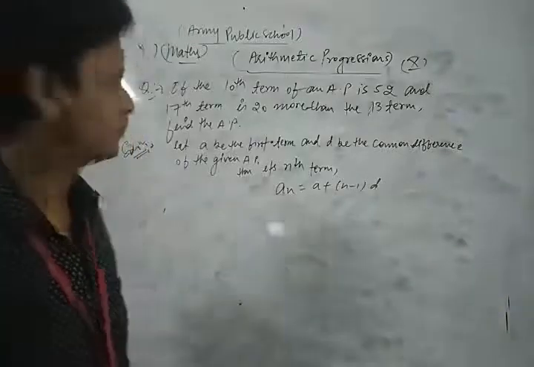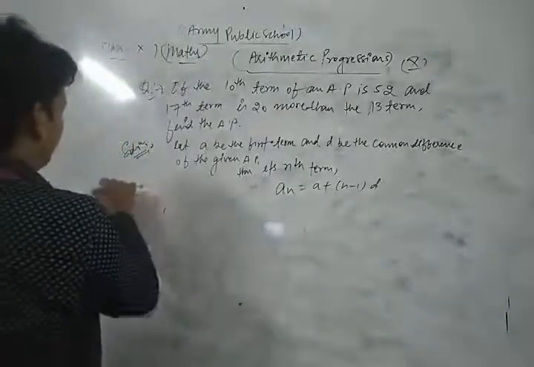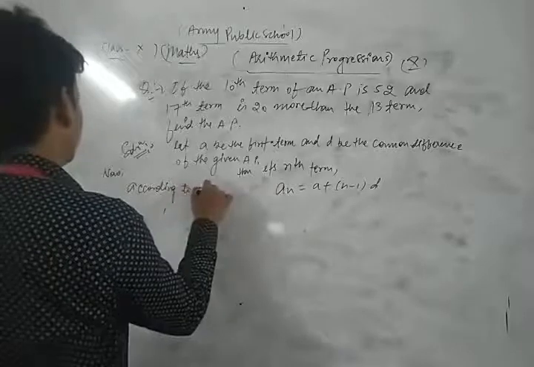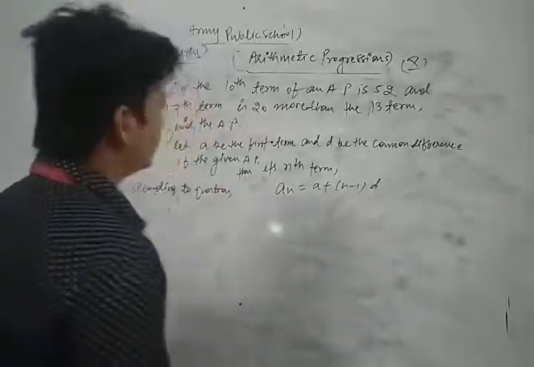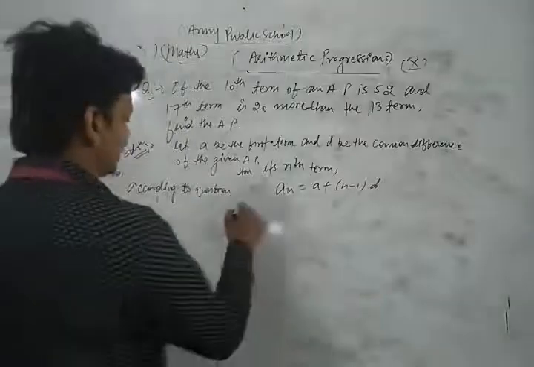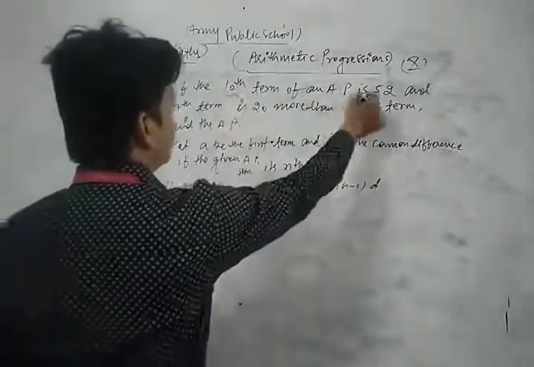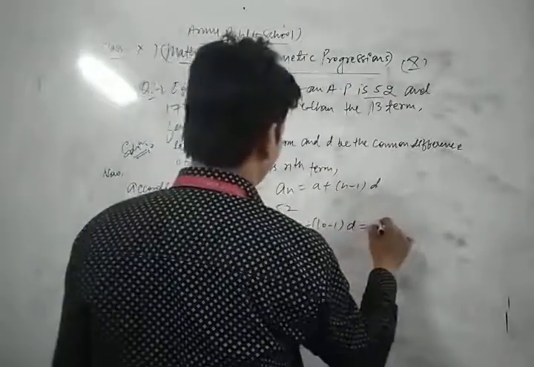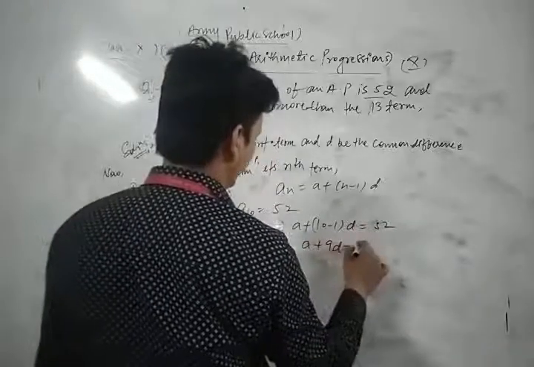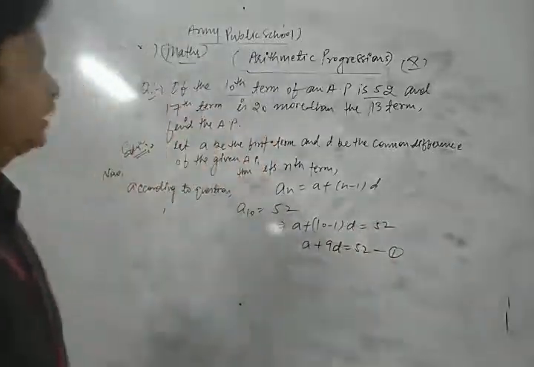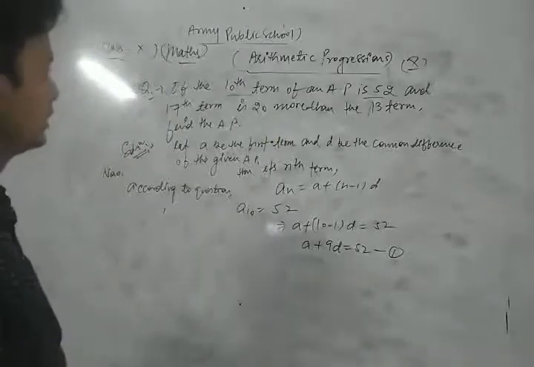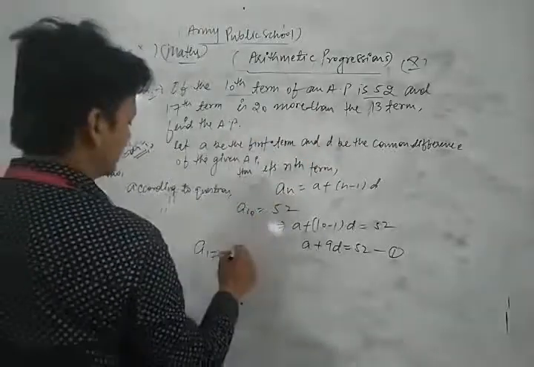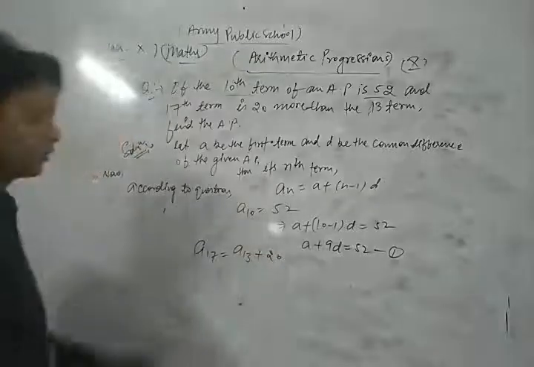Now according to the question, the 10th term of the given AP is 52, means A10 is given as 52. So we form an equation: a plus 10 minus 1 into d is equal to 52, that is a plus 9d is equal to 52. Take this as equation number 1. And the 17th term is 20 more than the 13th term, so A17 is A13 plus 20. This is the concept of the given question.